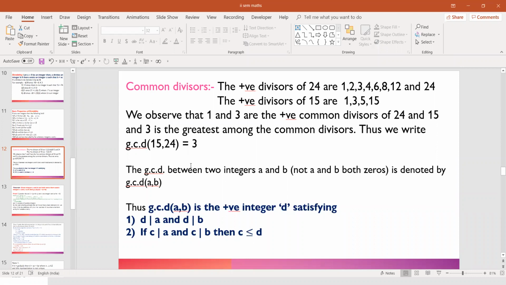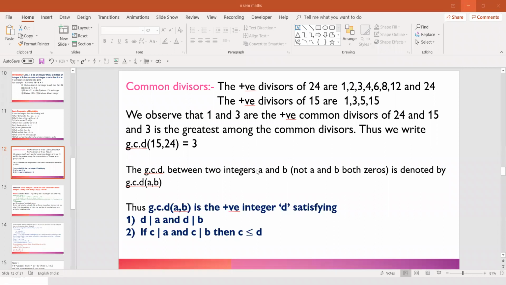So we used an example to define the greatest common divisor of two integers. What are they? Greatest common divisor of integers a and b. One of them should not be 0. Both should not be 0. One of them may be 0, but both should not be 0.